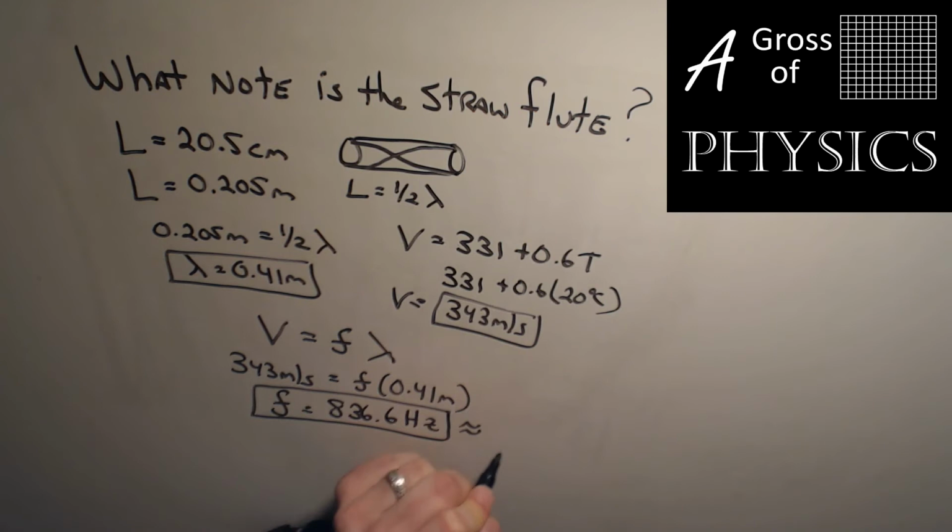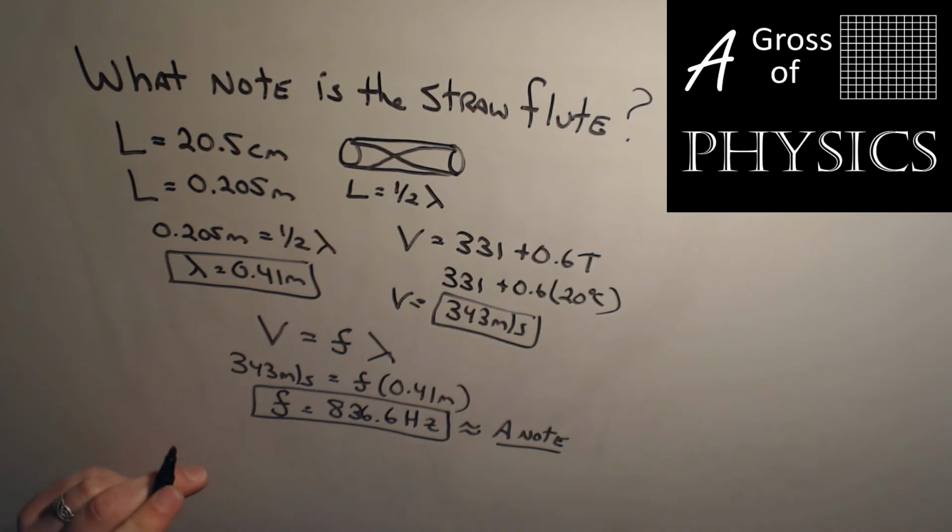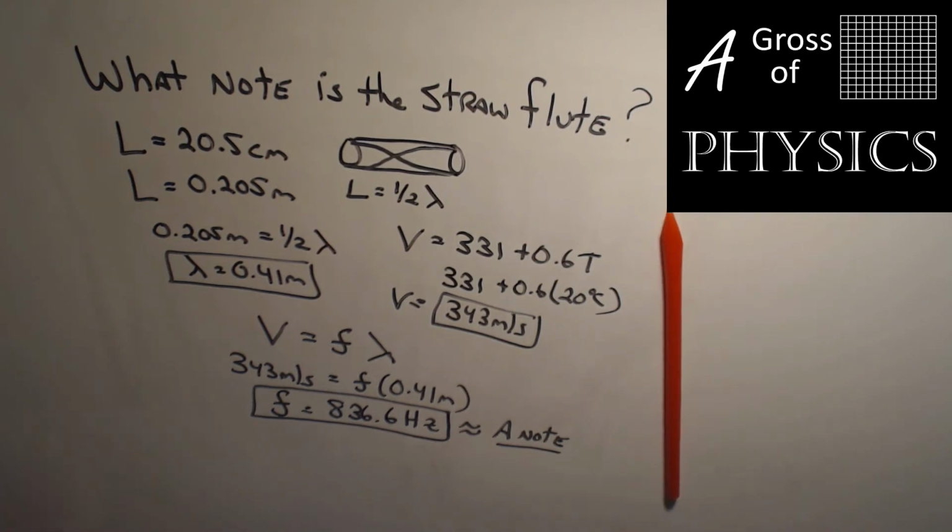Now that's approximately an A note. I could trim the end of the flute to make it perfect, but this note should be about an A. And what I'm going to do is hit an A on my piano and see how close it is. You can be the judge.